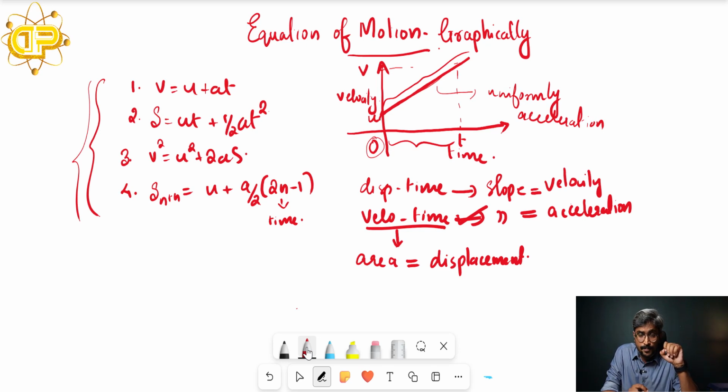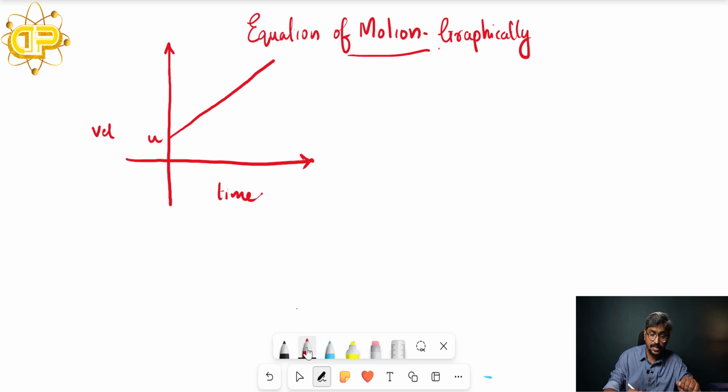So without wasting time, we'll deal directly with the first equation, V is equal to U plus AT. So let us see what happens there. Just imagine that there is a graph in your hand, and you can see there is an origin O. Let us point this way, I'll use a different color. This is A, this is O, and this value is the final velocity V, and the corresponding value for V, the time, is T.